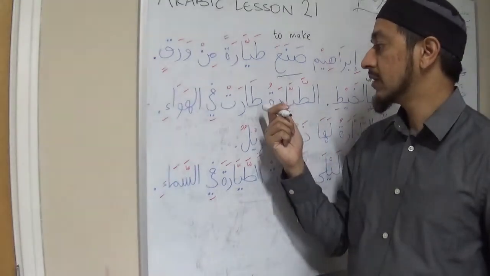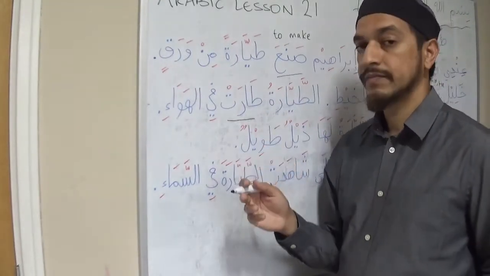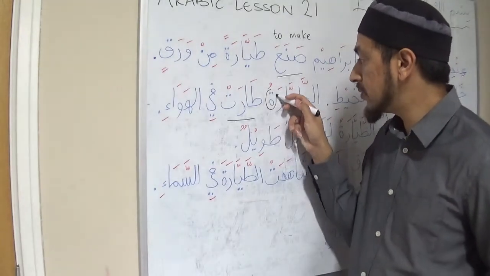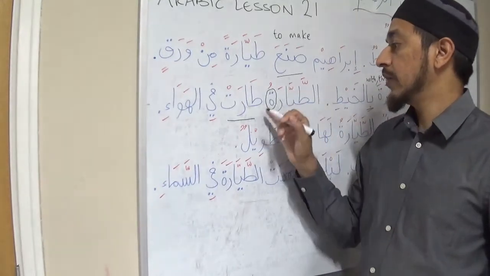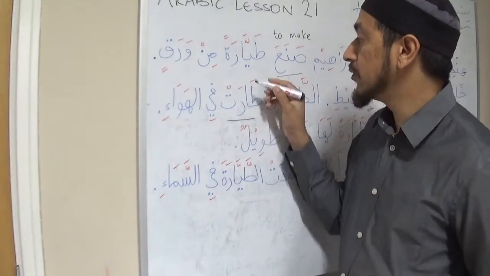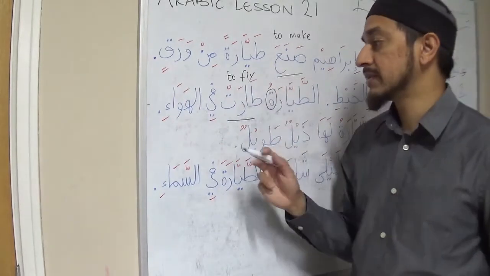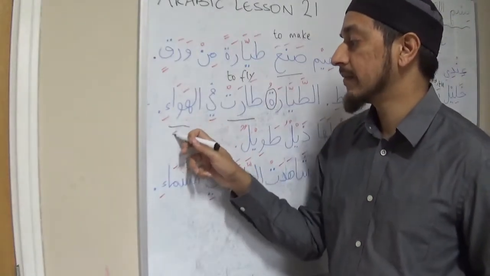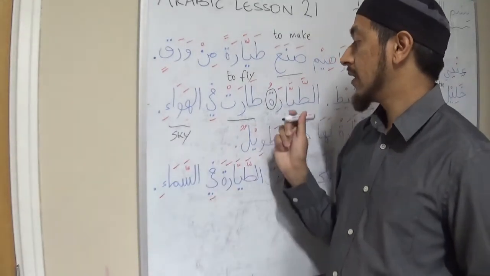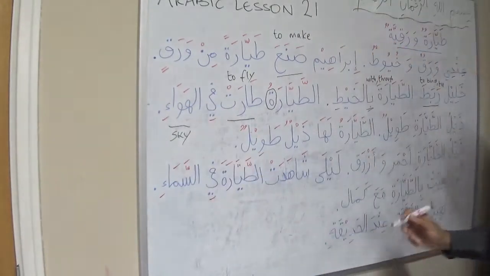الطيارة طارت. So this is a verb, طارت. Because it's saying الطيارة, we can see it's a feminine word, so we're going to bring the feminine version. الطيارة طارت, the kite flew. This is to fly, past tense. Flew in the past. في الهواء, in the sky. الطيارة طارت في الهواء, it flew in the sky.